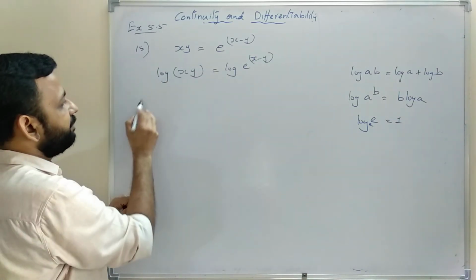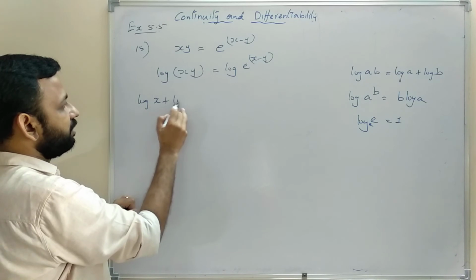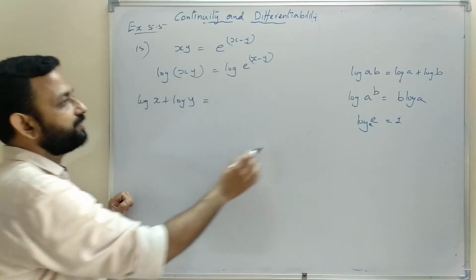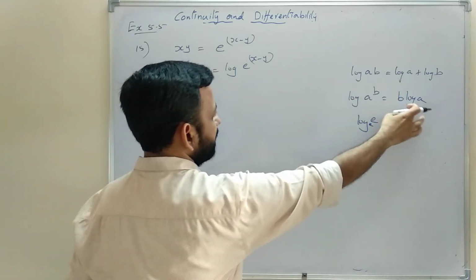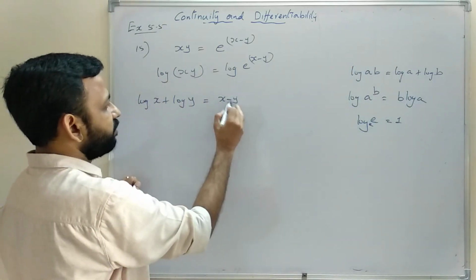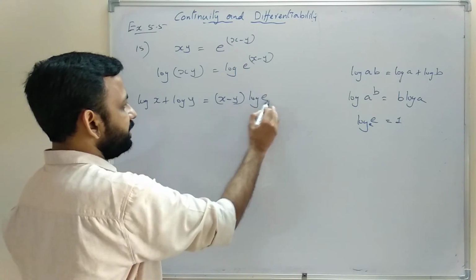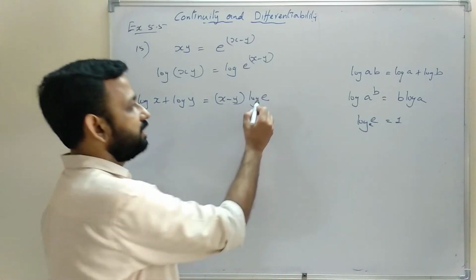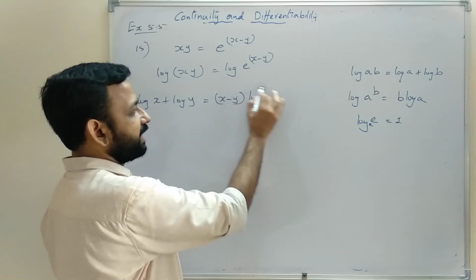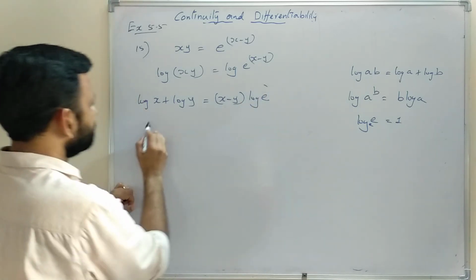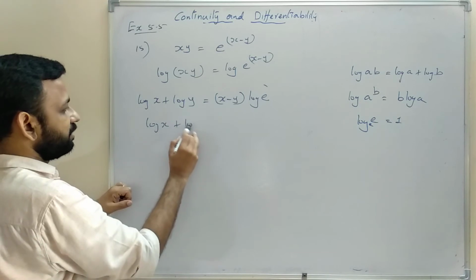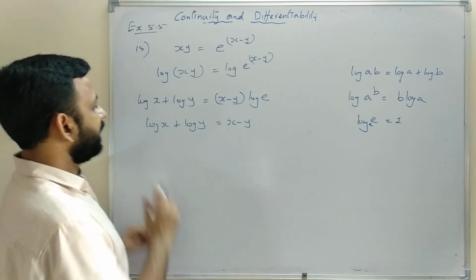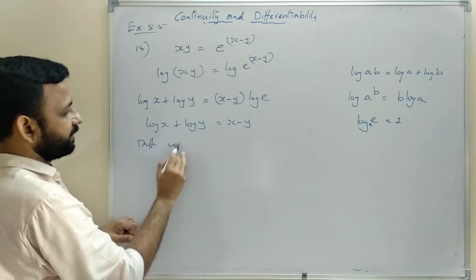So the left side will be log x plus log y. Log xy is equal to log x plus log y, equal to log A raised to B equals B log A, so x minus y log e. Then log e with the base e will be 1, so this can be replaced by 1. So we will get log x plus log y is equal to x minus y. Now we can differentiate with respect to x.